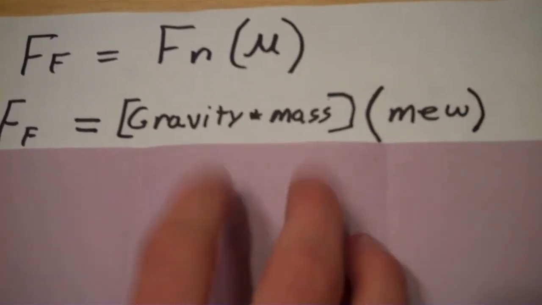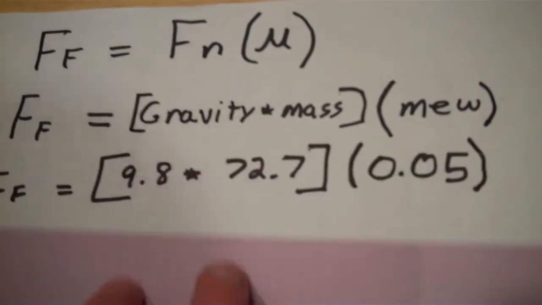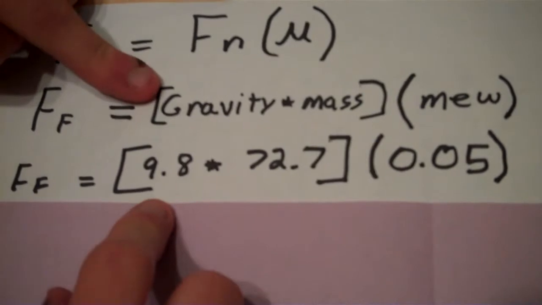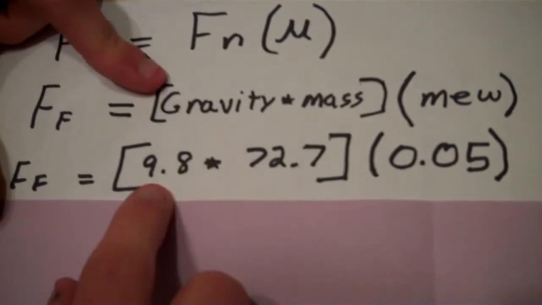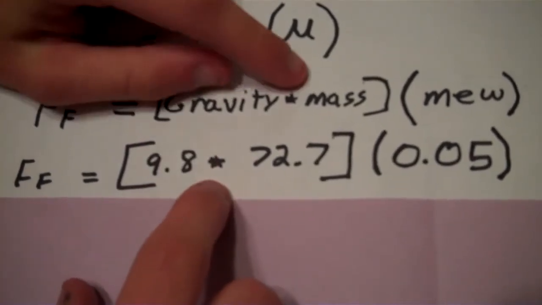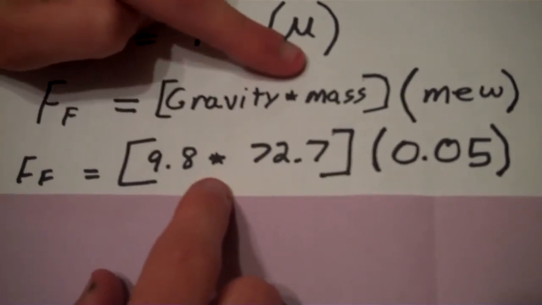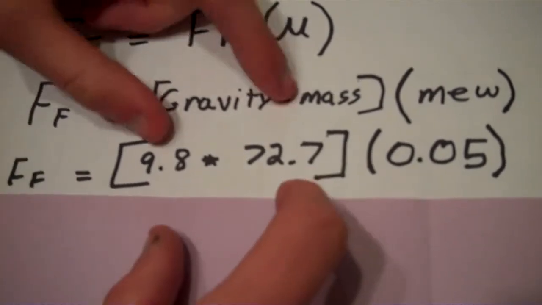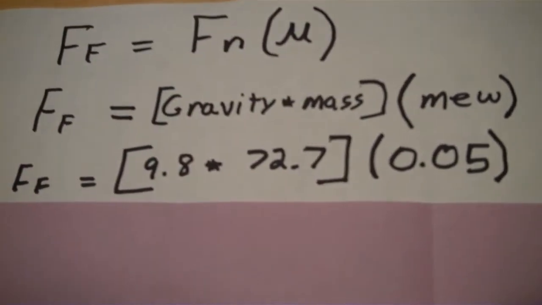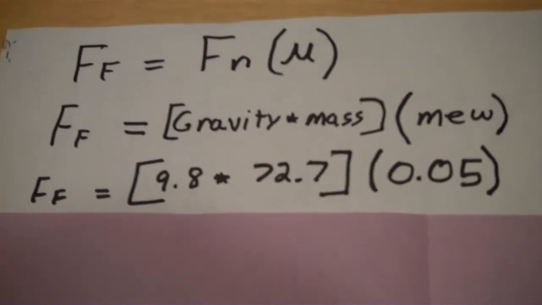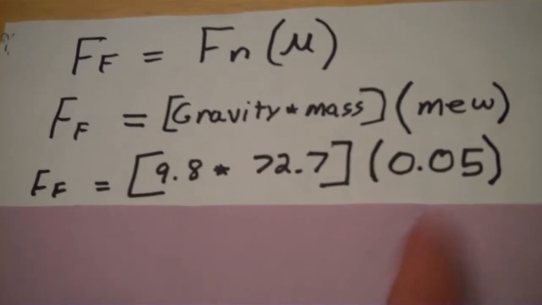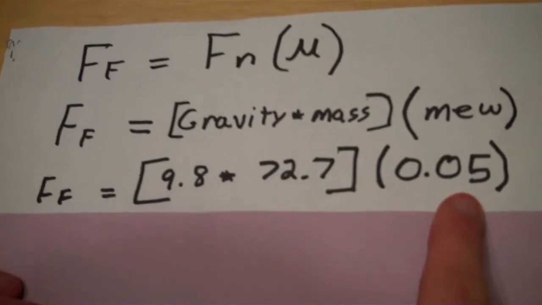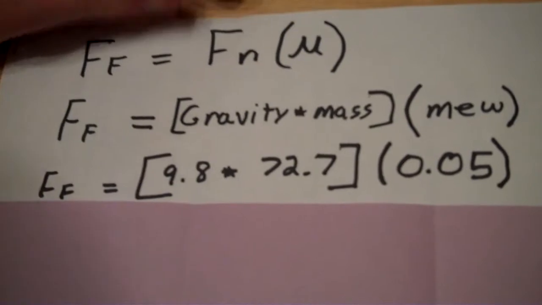Now all we're going to do is just a plug and chug kind of equation. So F_F equals gravity, which is meters per second squared, which is 9.8, times I weigh in pounds about 160, which in kilograms is 72.7. And then the coefficient of friction between waxed skis and snow, just regular snow, is around 0.05. That's just a number I looked up on the internet that was already determined.